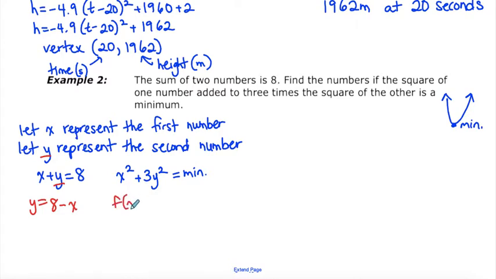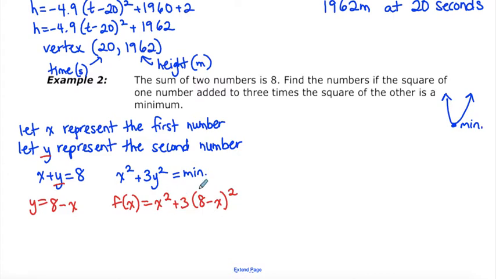So f at x, that's my function, is equal to x squared plus 3, and instead of y, I'm going to put (8 minus x) squared. So now I have something that if I simplify this, it'll be a parabola. So it'll give me a quadratic equation. Okay, and this is where some of that algebra skills come in handy here.